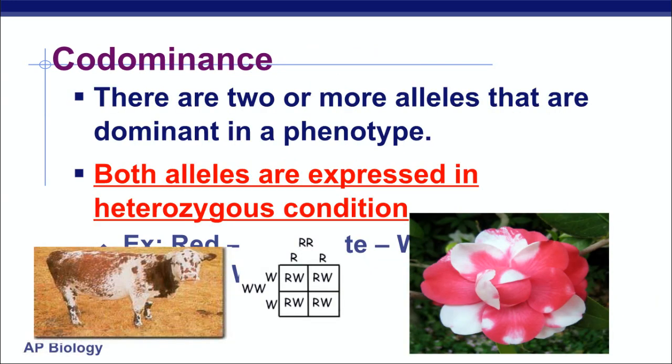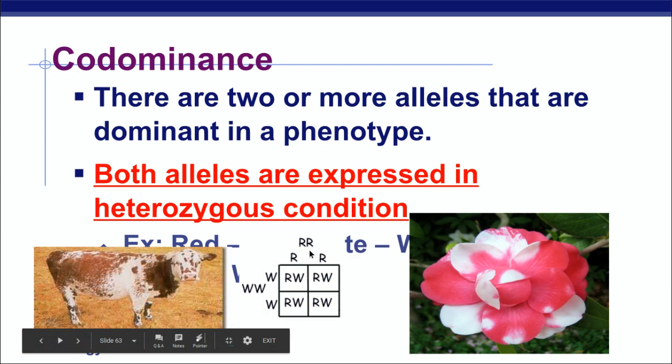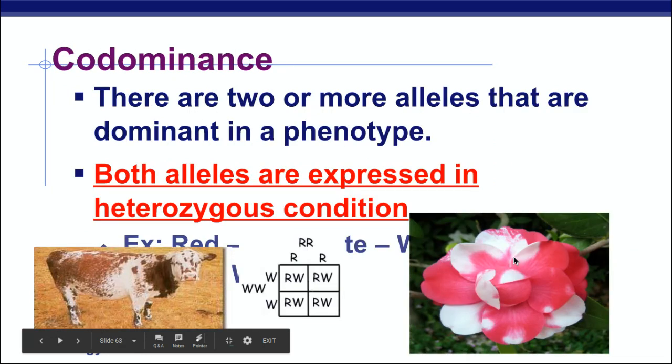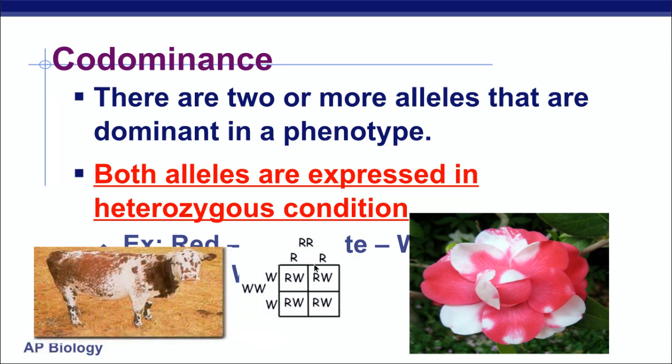In codominance, there are two or more alleles that are dominant in a phenotype. So they don't show and display an intermediate, they both show. So in this case, instead of R and W making a pink, red and white making a pink, you'll notice that red and white are both displayed here. This is kind of off a little bit, but here you have the red and the white both being displayed on this cow right here.